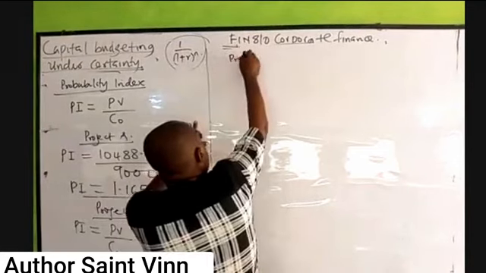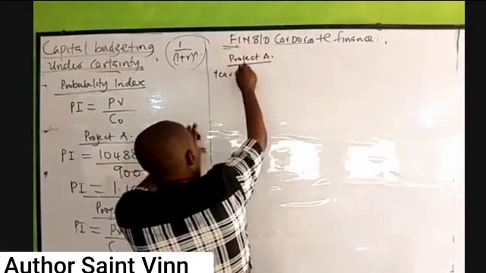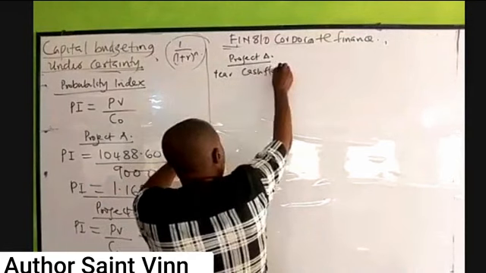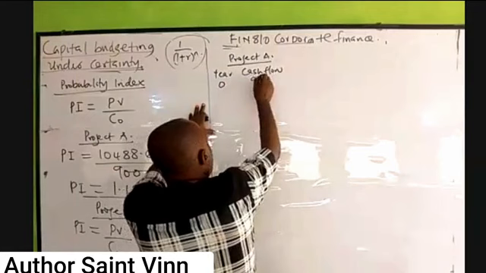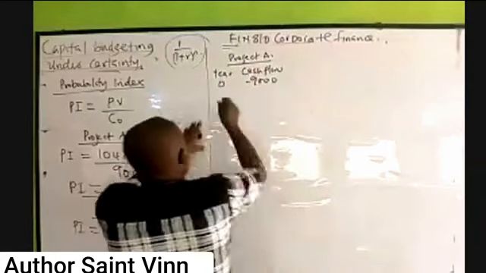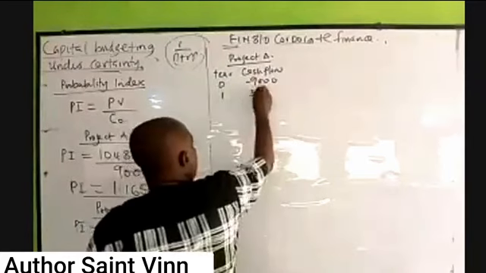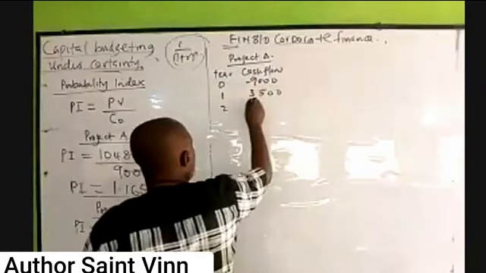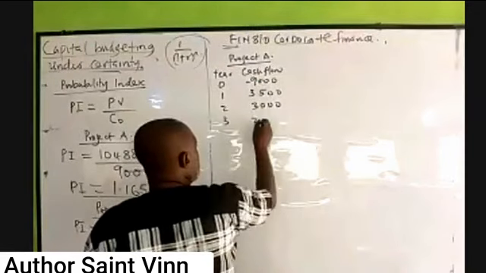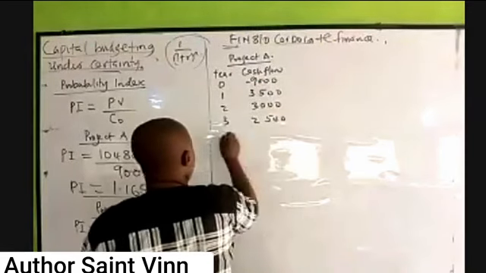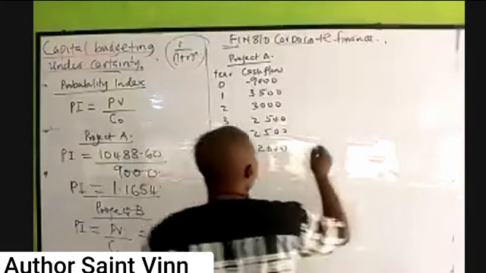This project A, year 1, cash flow. This is 9,000. Sorry. Project A: year 1, 3,500, Abi? Year 2, is it 3,000? Year 3, 2,500. Year 4, 2,500, Abi? Year 5. Is that okay?